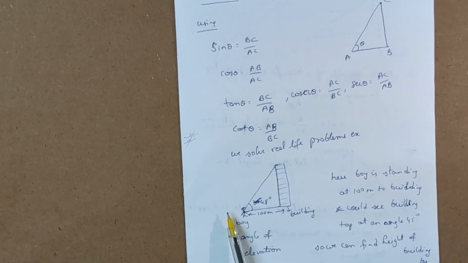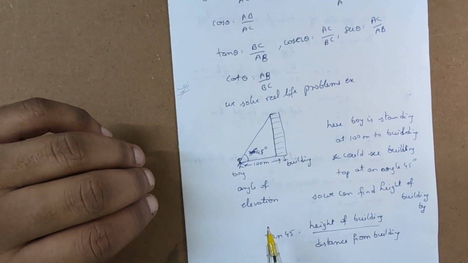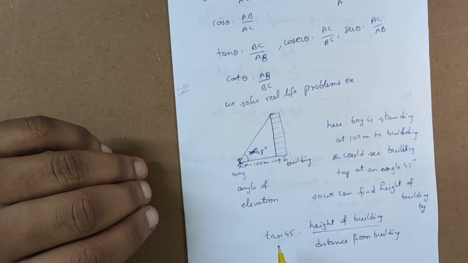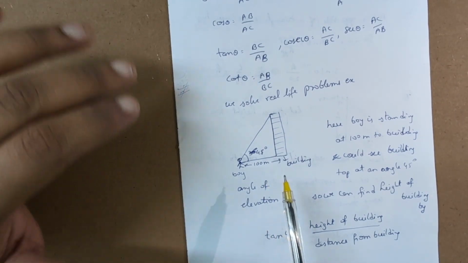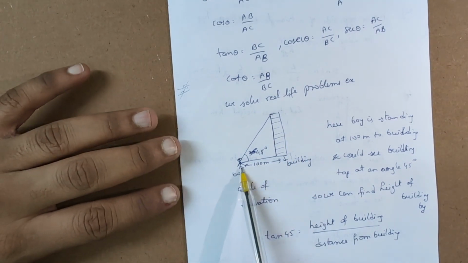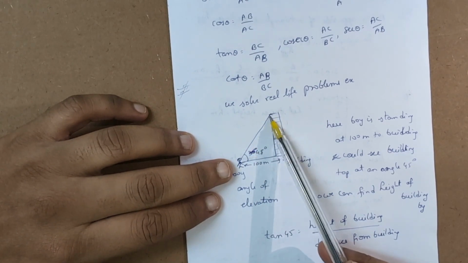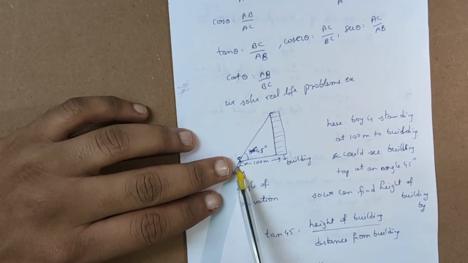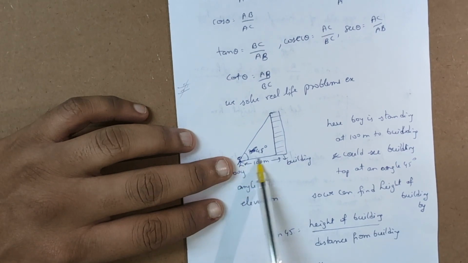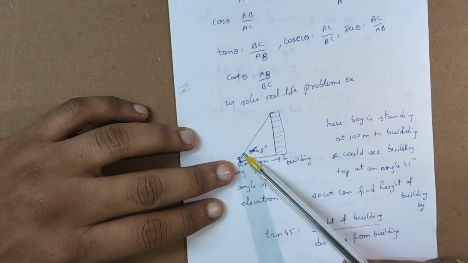So let's see how real life problems can be solved using these trigonometric ratios. Let's see one of the examples. Suppose you are asked to find the height of a building without any scale or any measurement. For that, you have to stand some distance from the building such that the angle is 45 and we can see the top of it. Let us assume that at 100 meters the boy can see the top of the building at an angle of 45 degrees.